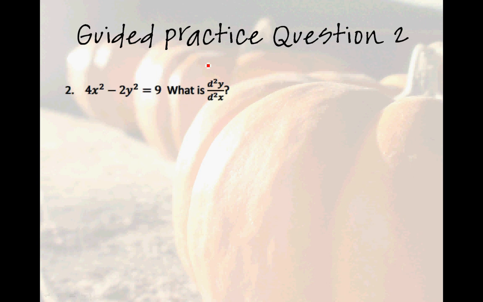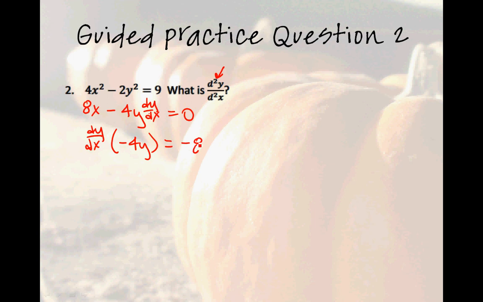Okay, notice this one, just to be real careful, that it's the second derivative, so you're going to have to do the derivative twice. Okay, so for the first one we have 8x minus 4y dy/dx equals 0, and I'm going to solve for dy/dx. So dy/dx times negative 4y equals negative 8x, and then we just divide. So we would get 2x over y.